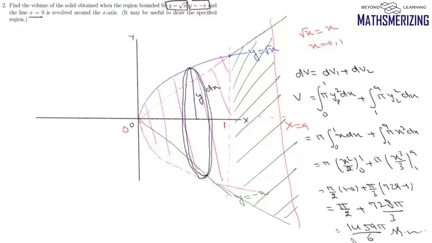Now in the solution they have a different answer and I don't know why, because here it clearly says the line x equals 9, and in the solution they have solved it for x equals 4. So I don't know which one was correctly given in the examination. So if it is 9 then it is this answer. If it is 4 then all we need to do is integrate from 1 to 4.